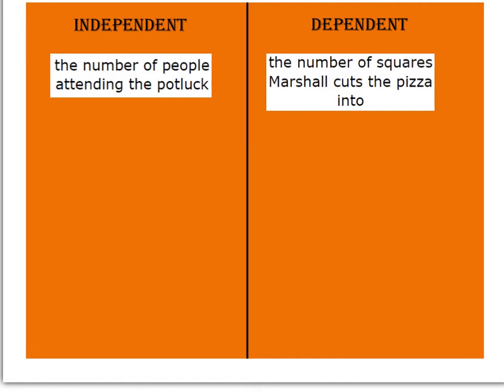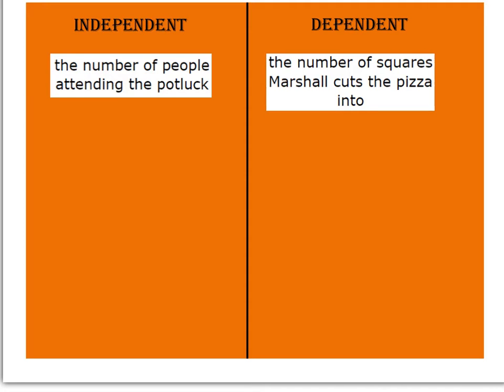So now let's talk about a few of them that were the most difficult on the paper to match up. So we have the number of squares Marshall cuts the pizza into, and we have the number of people attending the potluck. So we would think of it backwards. The number of squares Marshall cuts the pizza into depends on the number of people attending the potluck. Whatever you're depending on is the independent variable. Okay? So what you're starting with is your dependent, and you're ending with your independent variable.